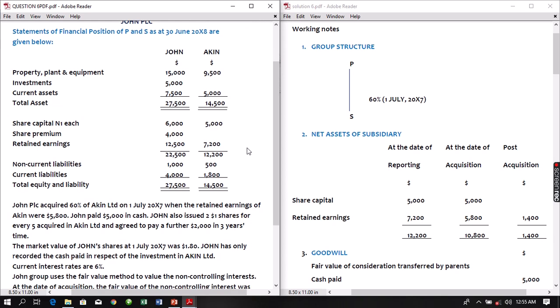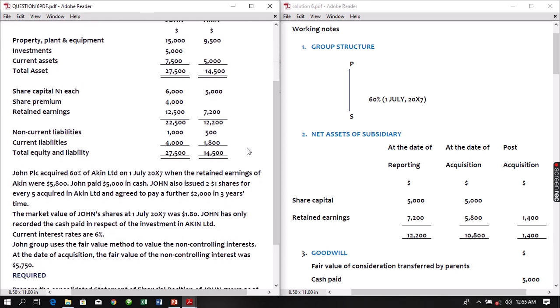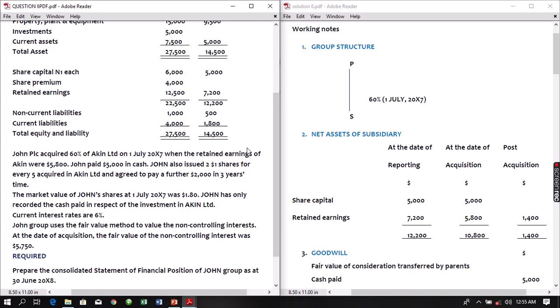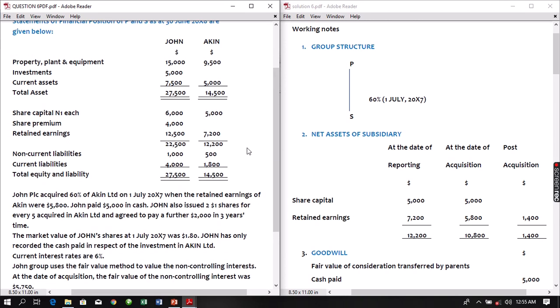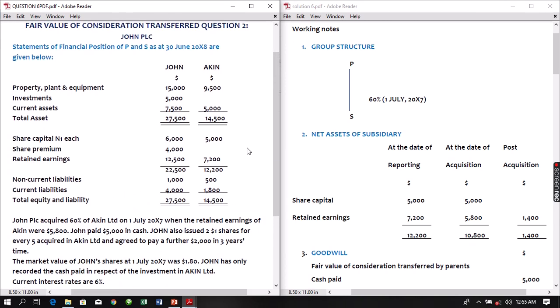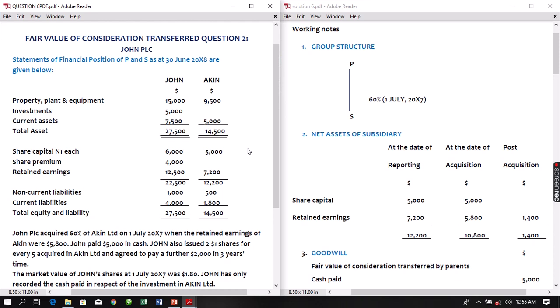Current interest rate is 6%. John Group uses the fair value method to value the non-controlling interest at the date of acquisition. The fair value of non-controlling interest was $5,750. Required: prepare the consolidated statement of financial position of John Group as at 30th June 20x8. So don't forget, when we are doing a full consolidation question, we said we have 5 basic workings.